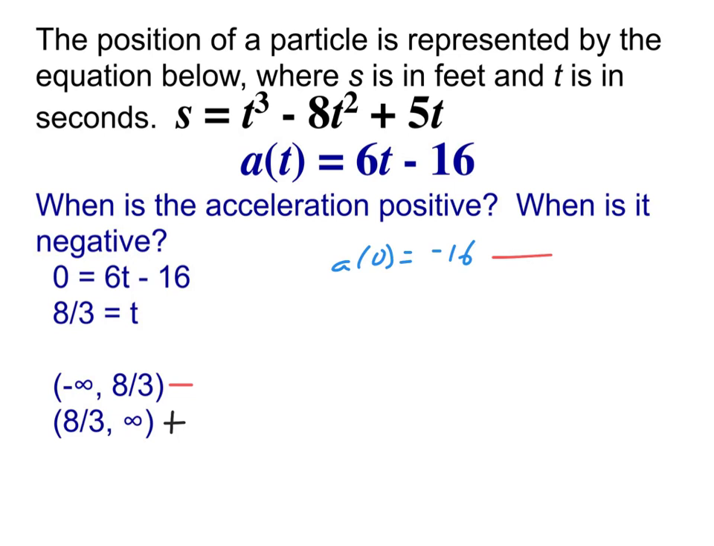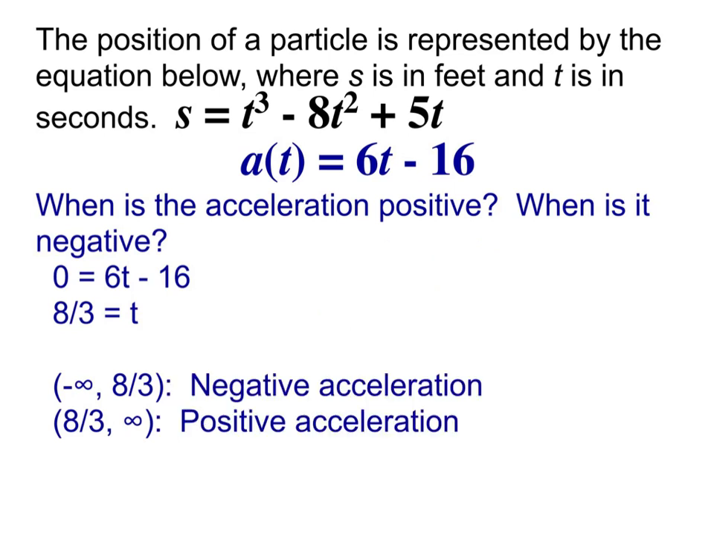So if I tested another point, I'd test a of something bigger than 8/3, like 3. And a of 3, actually we tested that one earlier. We found that was 2. Notice it is positive, hence why that interval is positive. So we can know where it's a negative acceleration and where it's a positive acceleration based on that. Make note on your paper of where it is positive and negative for this problem, as we're going to need that information here in a little bit.